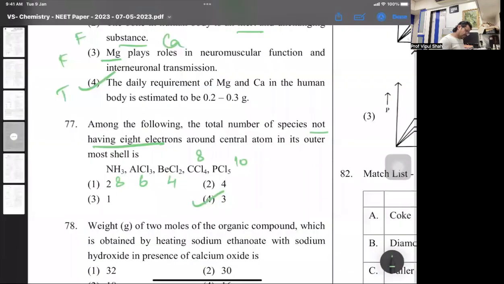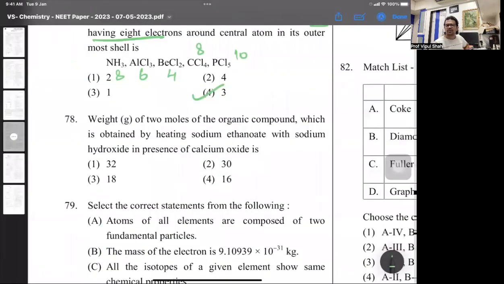Then 78. Weight of 2 moles of a compound which is obtained by heating sodium ethanoate with sodium hydroxide. This is decarboxylation. Decarboxylation of sodium salts of fatty acids gives an alkane with one carbon less. So sodium ethanoate will give us methane. 1 mole of methane, molar mass is 16 grams. You want the weight of 2 moles. So 16 into 2, that's going to be 32 grams. So 78 is option 1.